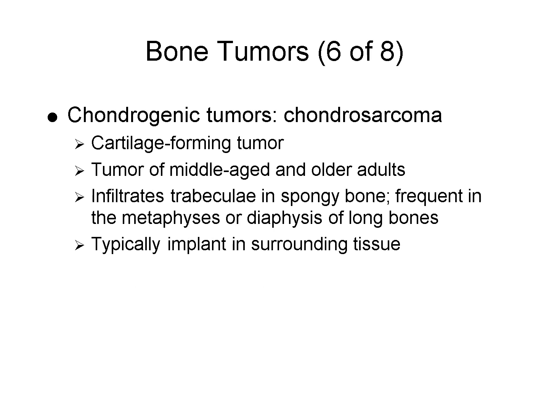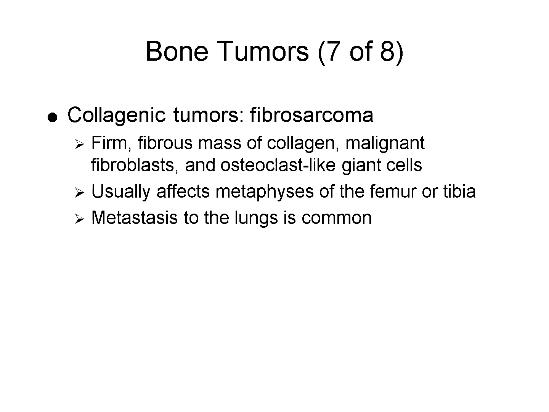Chondrosarcoma is a cartilage-forming tumor that usually affects middle-aged and older adults. It commonly arises in the metaphysis or diaphysis of long bones and may infiltrate surrounding soft tissues. These tumors grow slowly but can be resistant to chemotherapy. Surgery is the primary treatment approach.